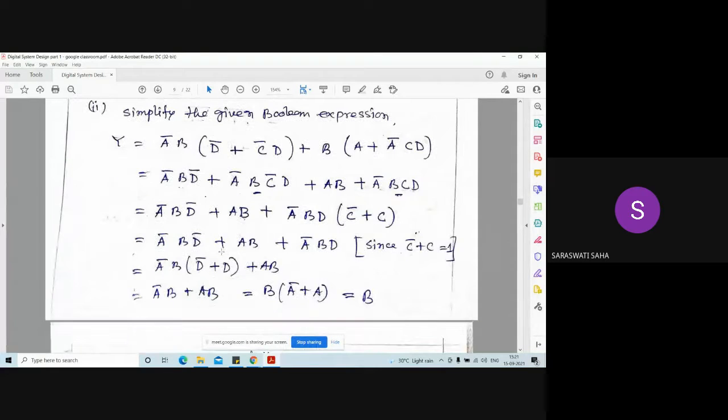Then from here, the associative law and the rules are used. Here taking the product of AB plus A bar B C D.